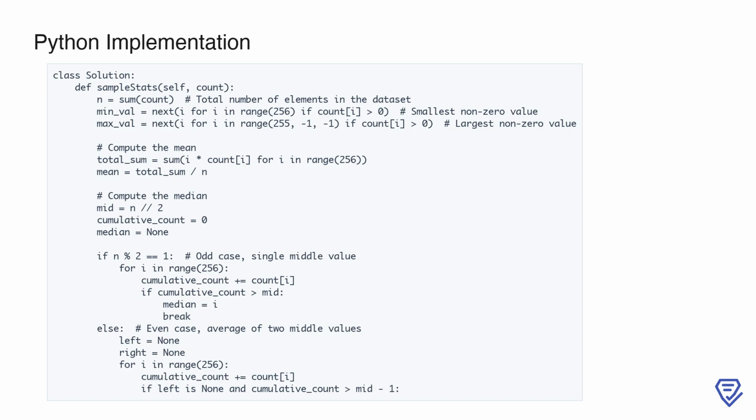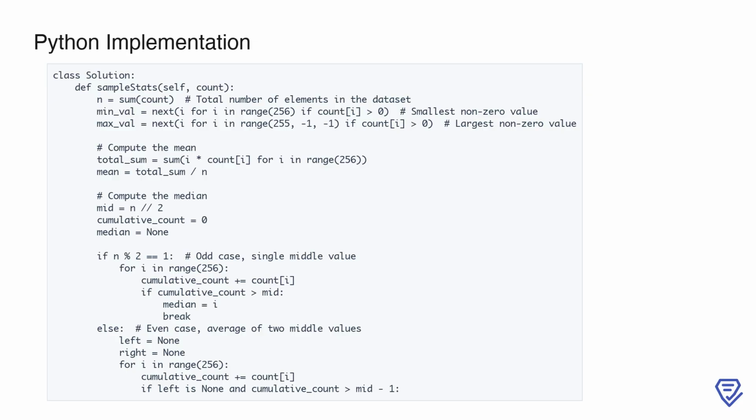Now, to compute the mean, we calculate the weighted sum of all values by multiplying each integer by its frequency and summing them up, stored in total_sum. Dividing this sum by the total number of elements gives us the mean. After that, we focus on calculating the median.